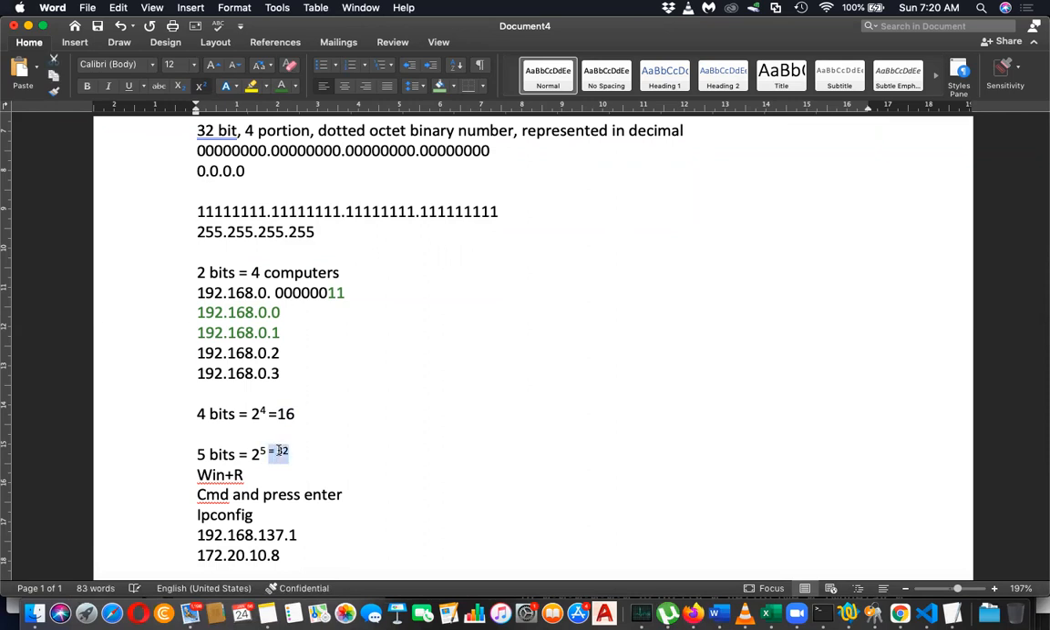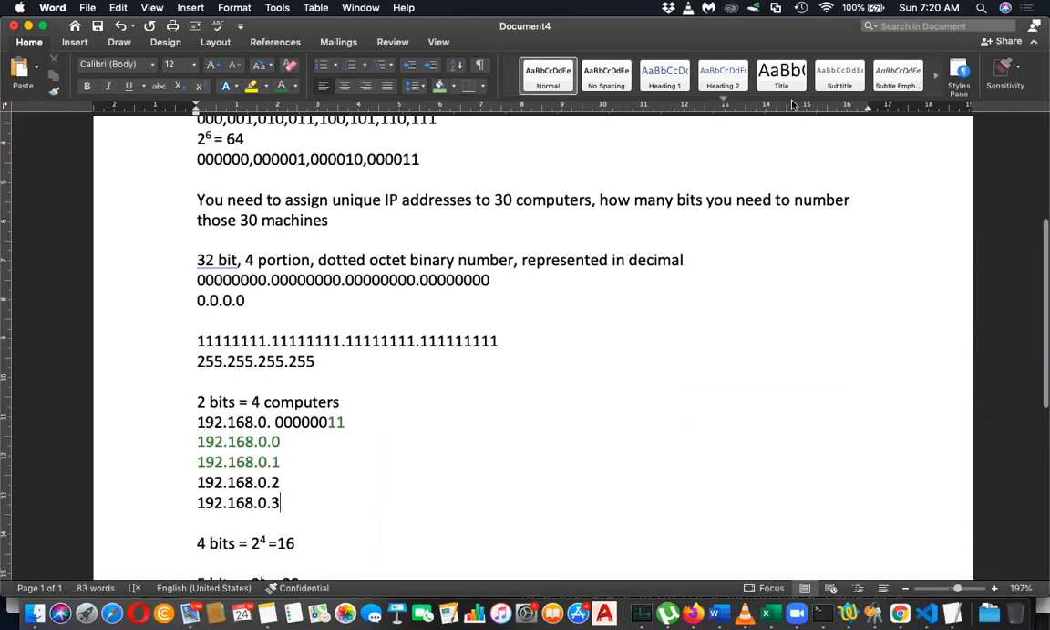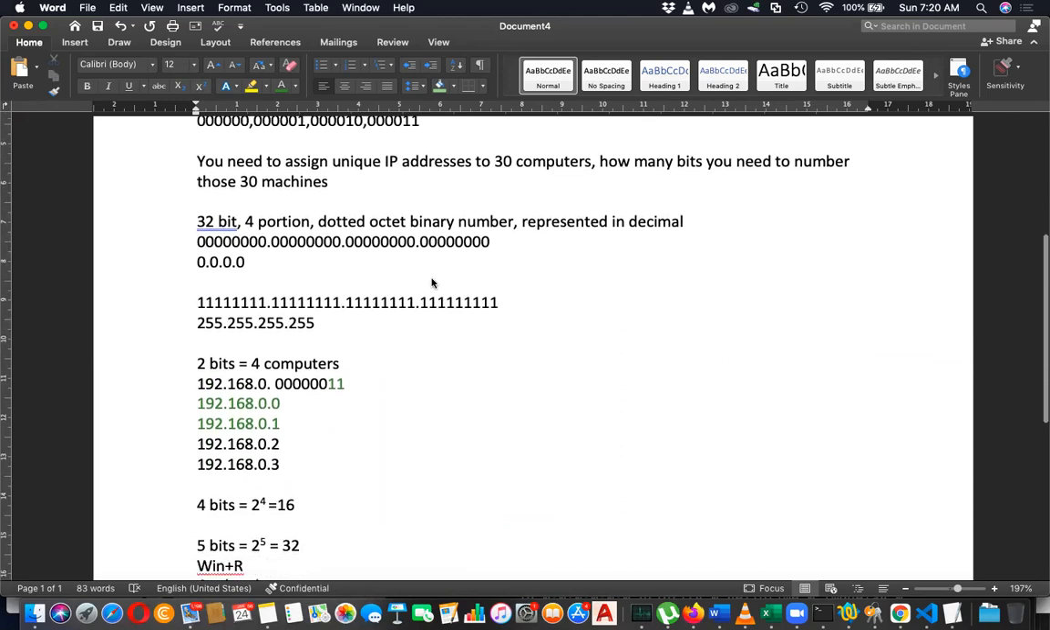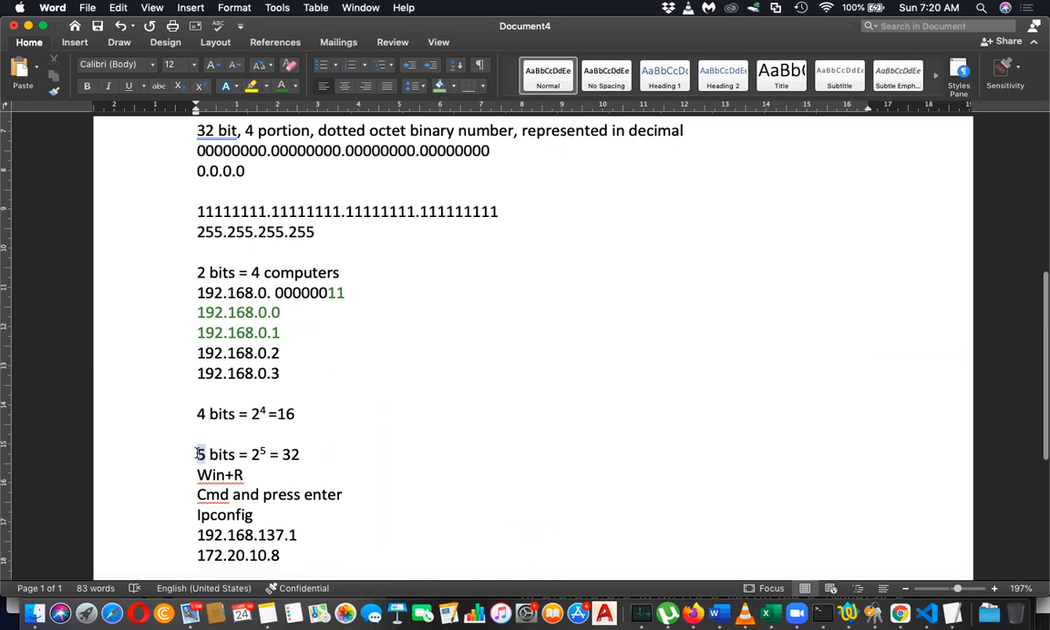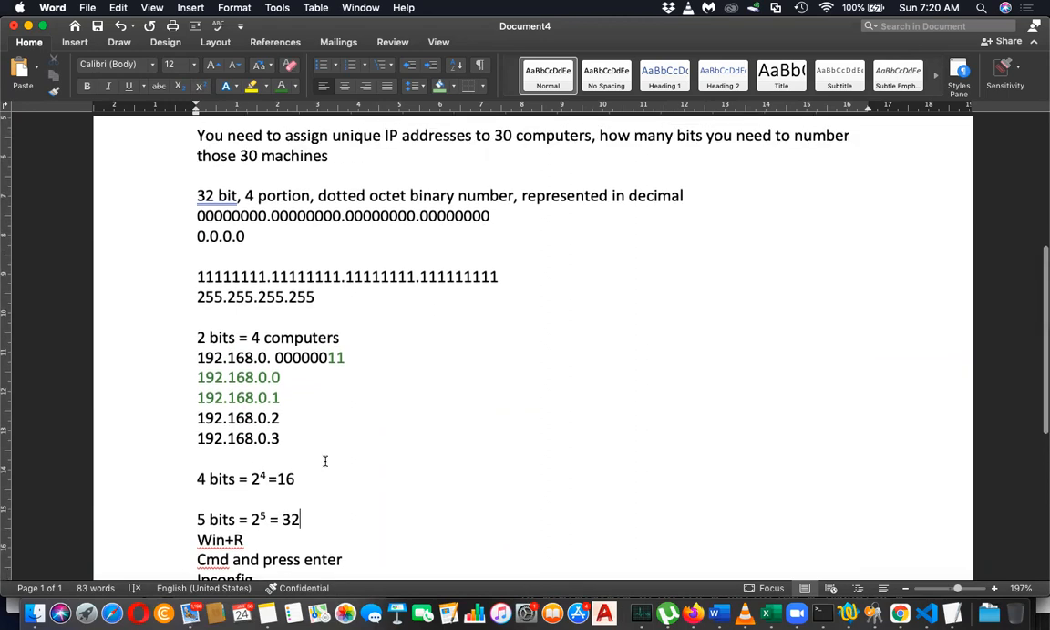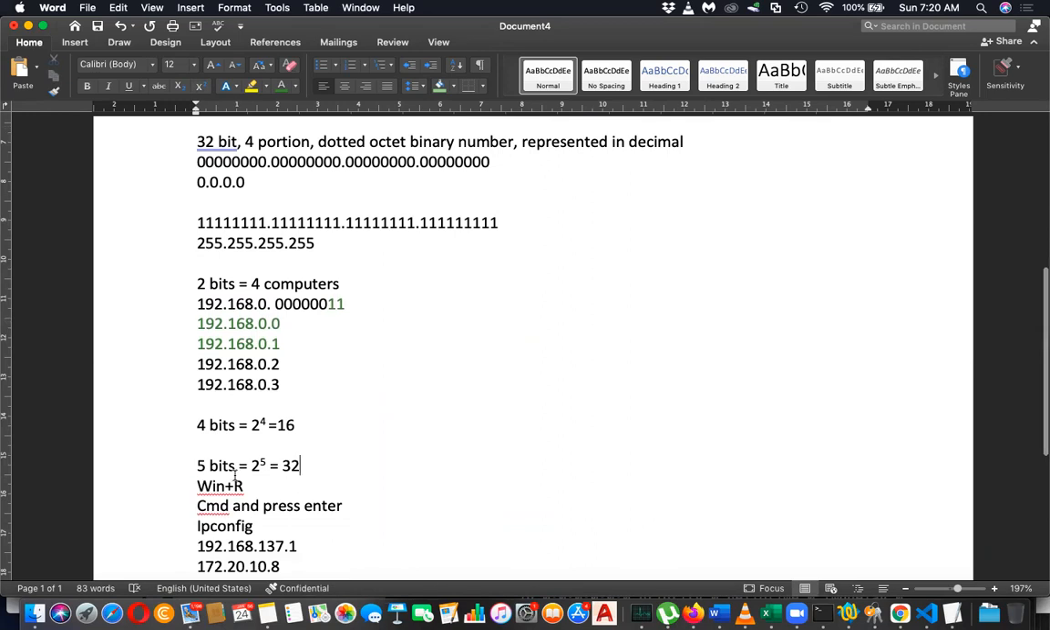So what is the answer for my question then? You need to assign unique IPs for 30 computers. How many bits do you need? Yes, it's 5 bits. If you have 5 bits, you can give 32 addresses. But you need 30. That doesn't matter, you have made more addresses. But the nearest one is 5 bits. Understood or not? The nearest one is 5 bits.